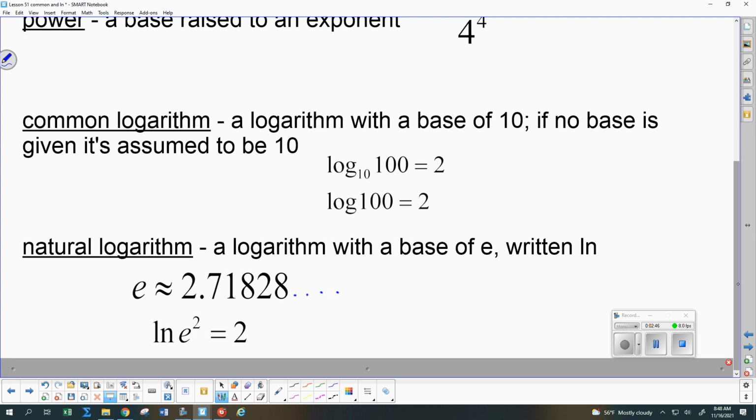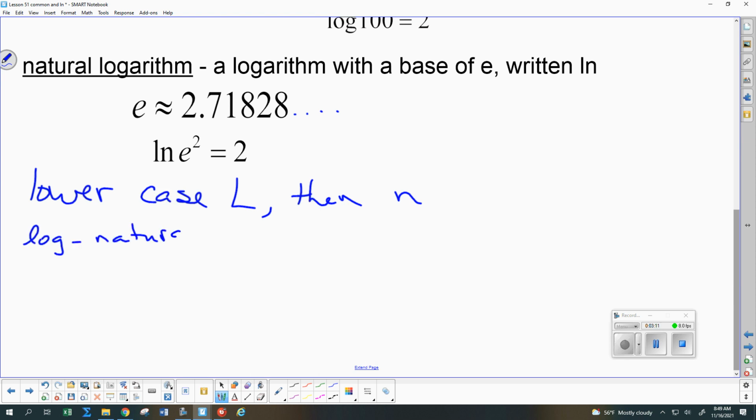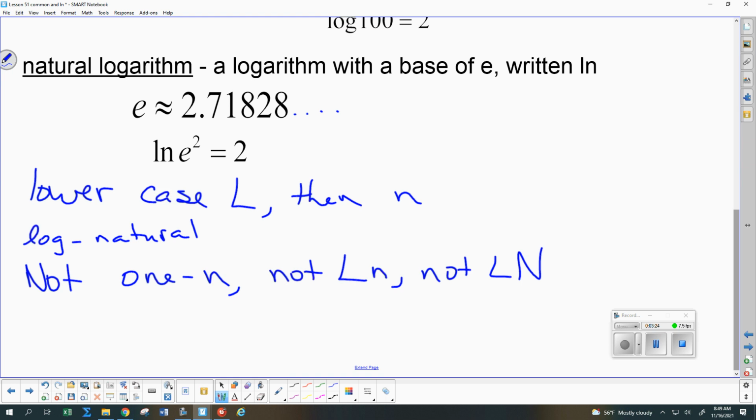Now our notation for natural log, I'm going to give you my speech on it here. It is ln. It is lowercase l and then a lowercase n. That stands for log natural. It is not 1n. It is not uppercase L with an N. It is not uppercase L and uppercase N.